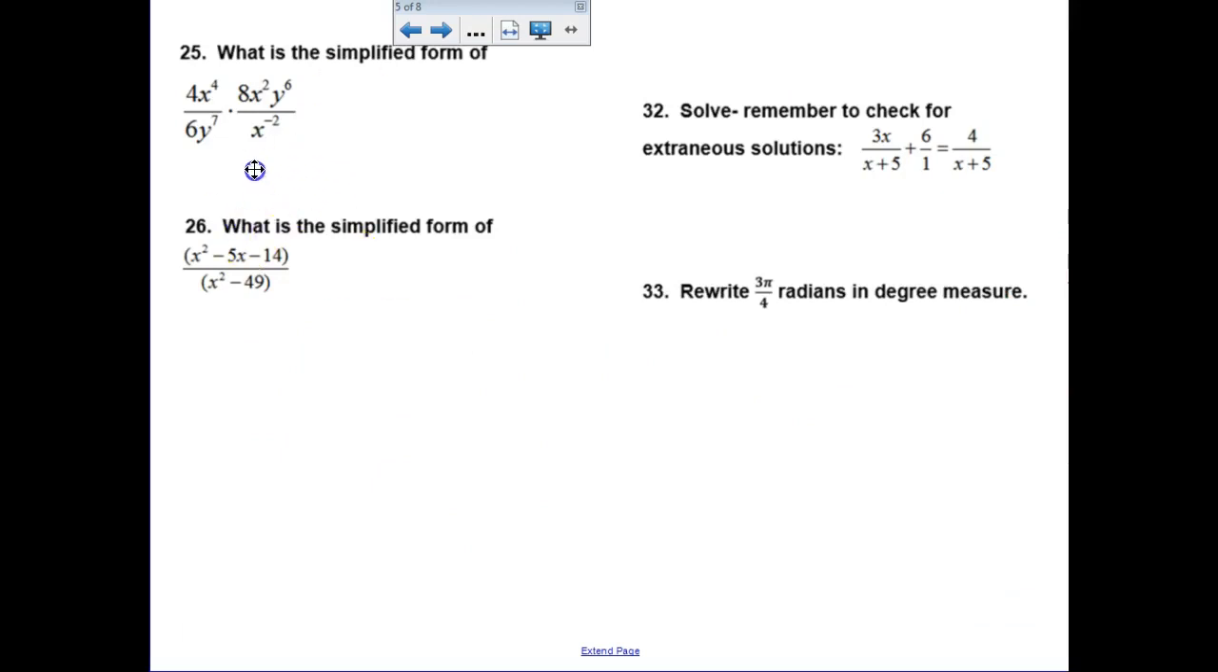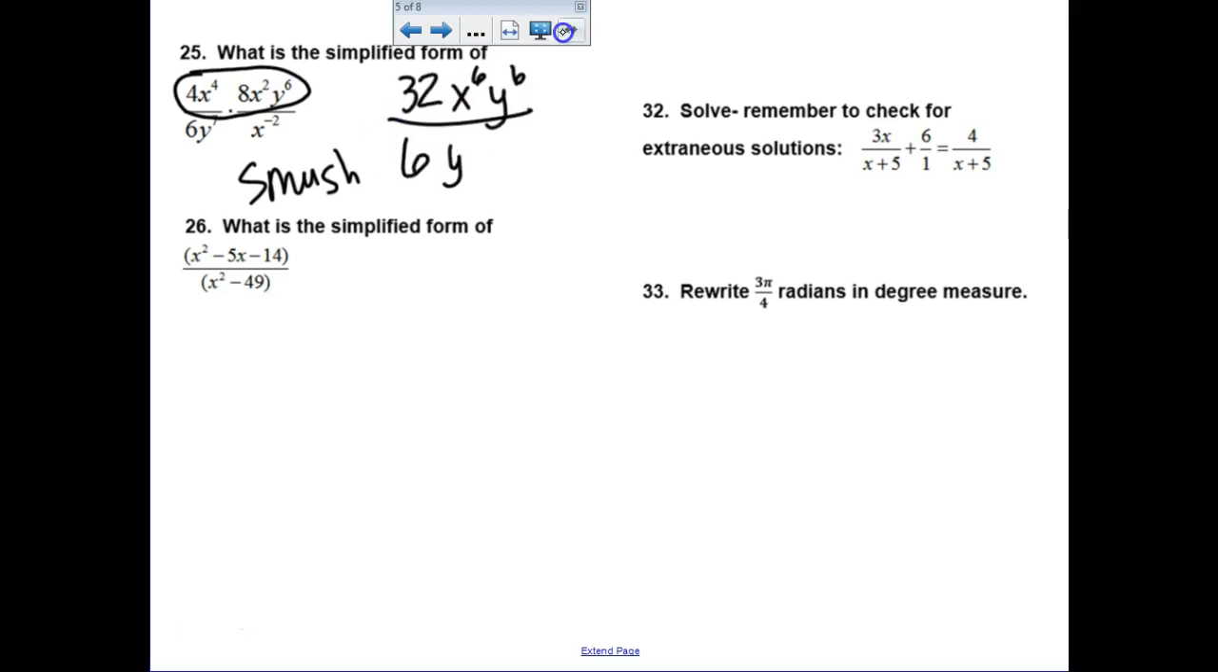All right. This is one of those smush problems. There's no factoring, this is the good news, but you do have to smush this back together. So this is 32 x to the 6th y to the 6th over 6 x to the negative 2 y to the 7th. As far as how you simplify this, this is kind of up to you.